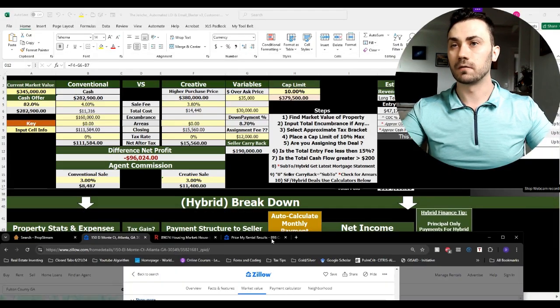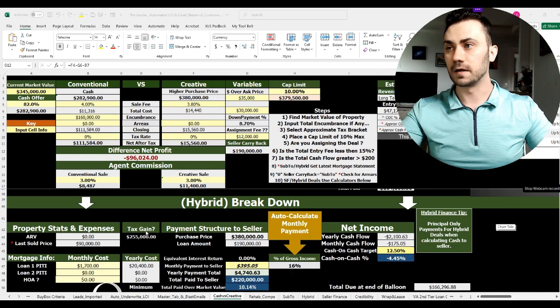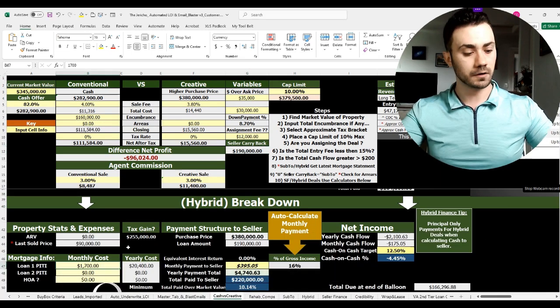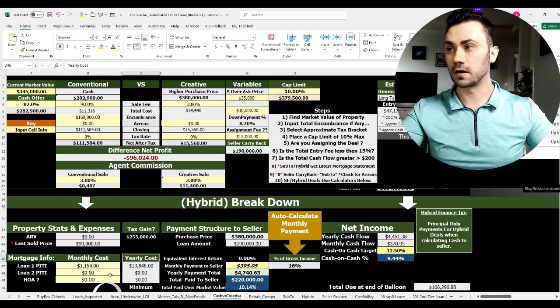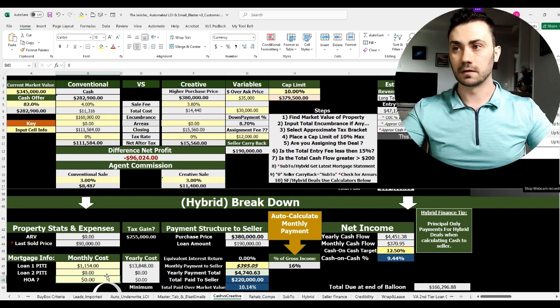There's no HOA for this property. We're going to minimize the windows here for Zillow, and we're going to plug in 1154 as our monthly cost. This is going to be our monthly cost. We have a section here for yearly cost. There's no second position note, and there's no HOA. So that's going to be left blank.